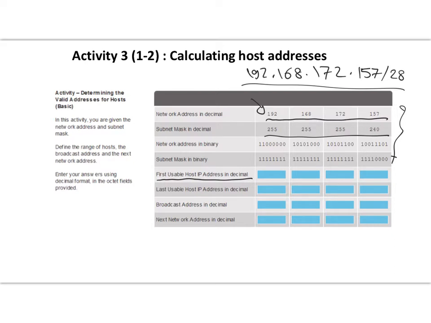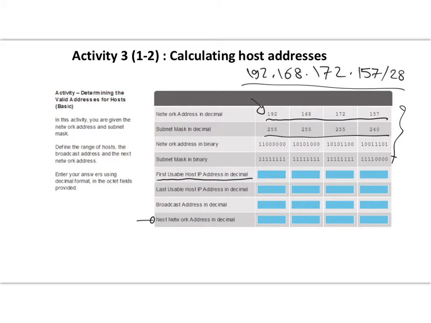So we need to calculate the first usable host address, the last usable host address, the broadcast address, and the network address of the next subnet. That one is new.